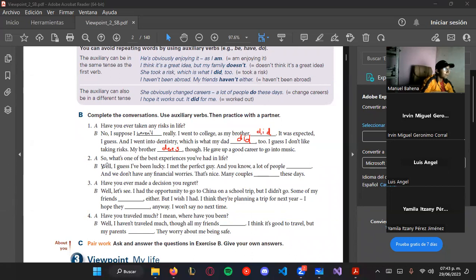Number 2. So what's one of the best experiences you've had in life? Well, I guess lucky I met the perfect guy, and a lot of people do. A lot of people do. And we don't have any financial worries. That's nice. Many couples do these days. Okay.